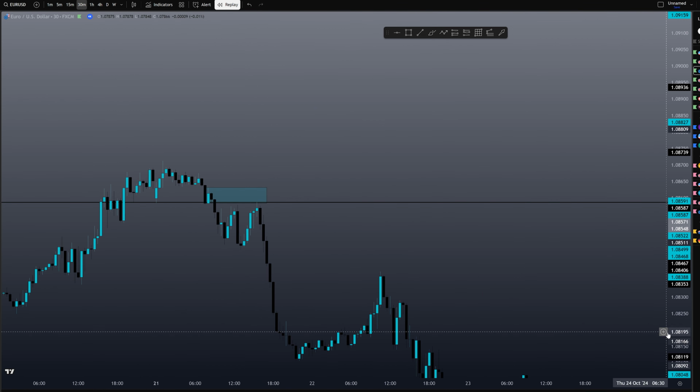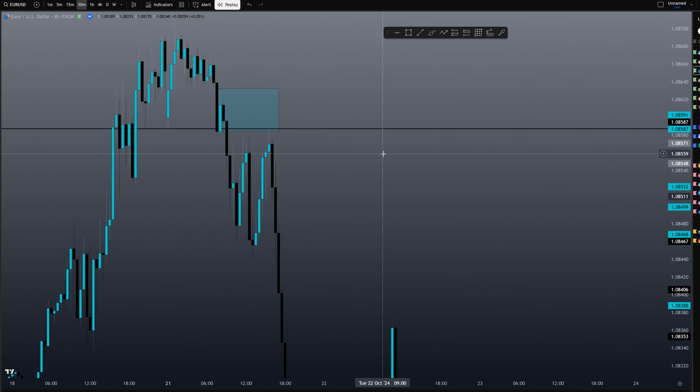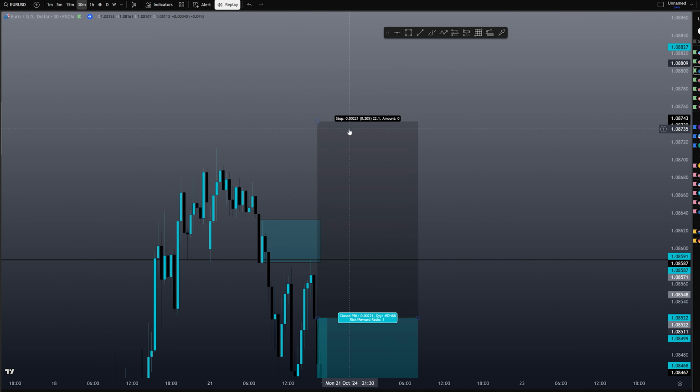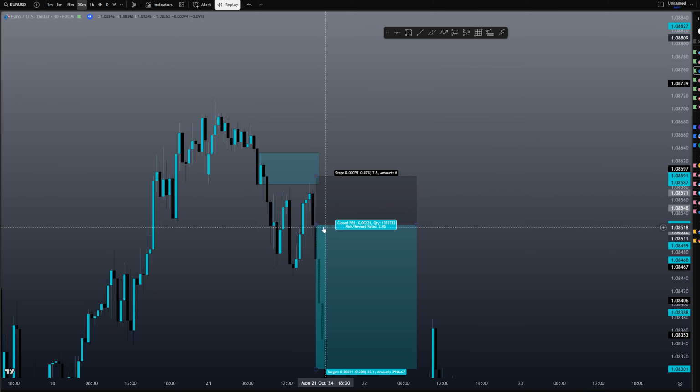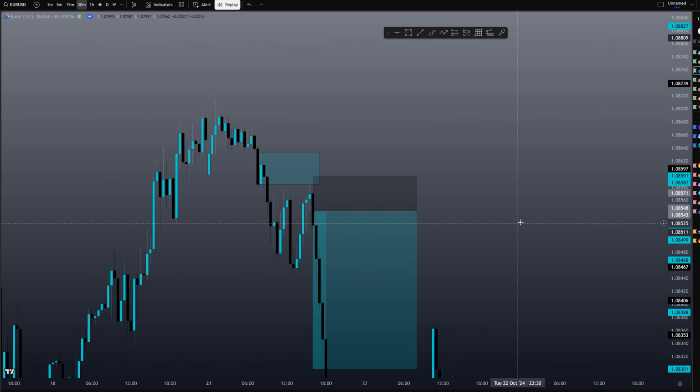So you would enter here as a break of candle. So a directional close over here would be right here. You have your stop loss 1 pip above this wick. So that's 6.5 to 7.5. As you can see, 7.5. But in this case, you would enter as soon as it broke the previous candle.